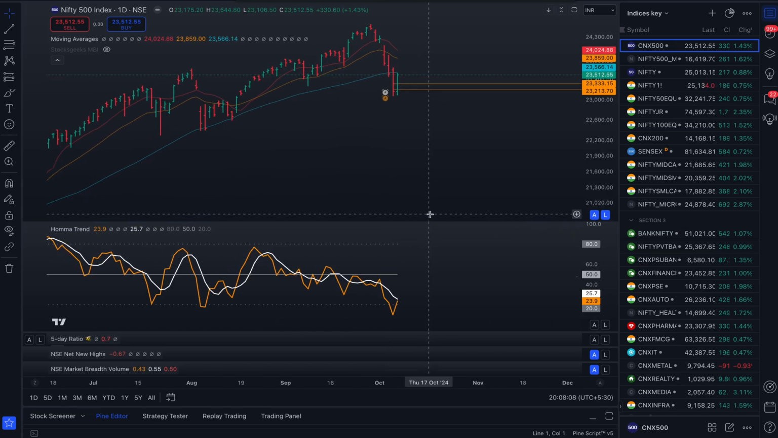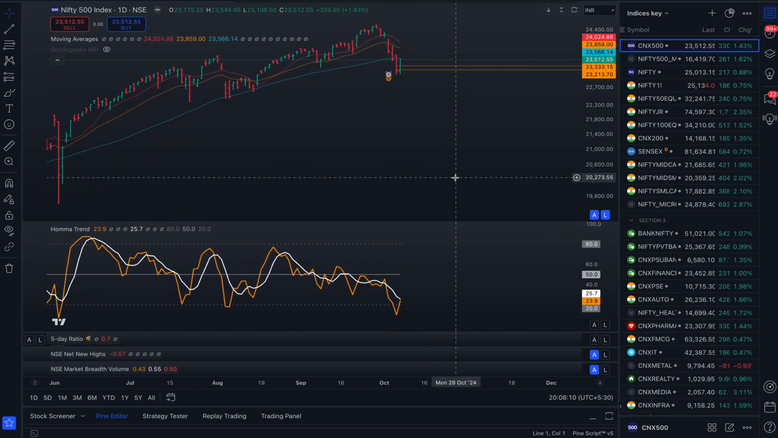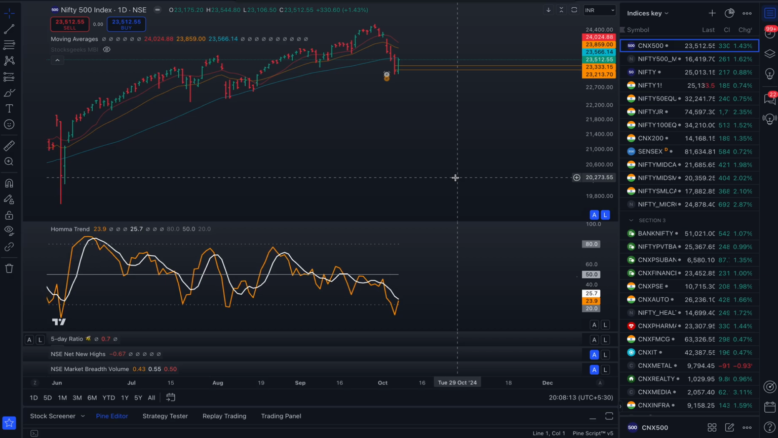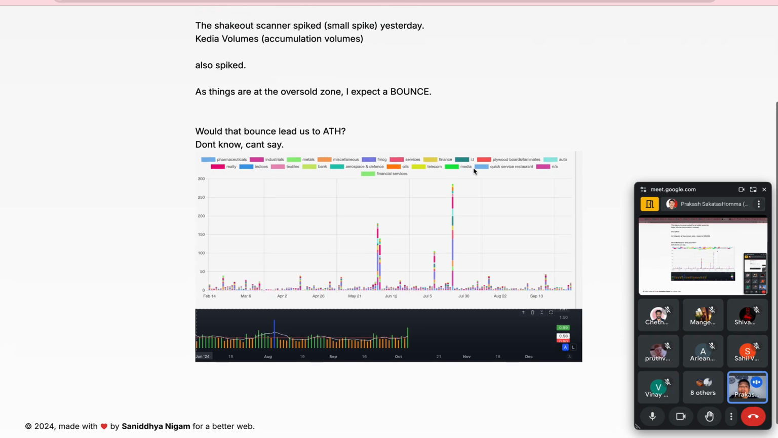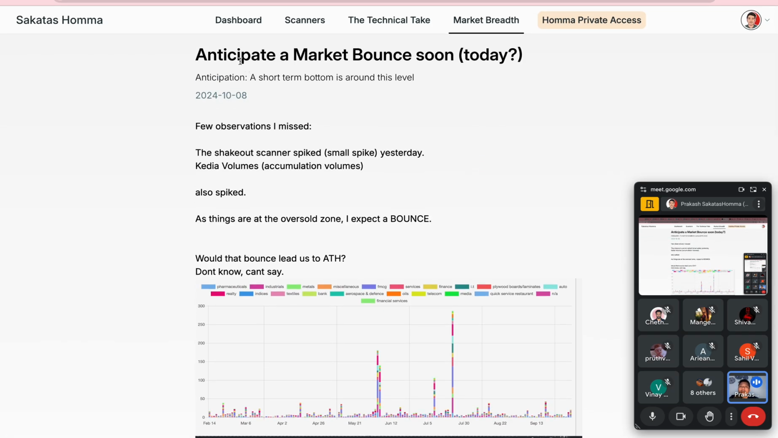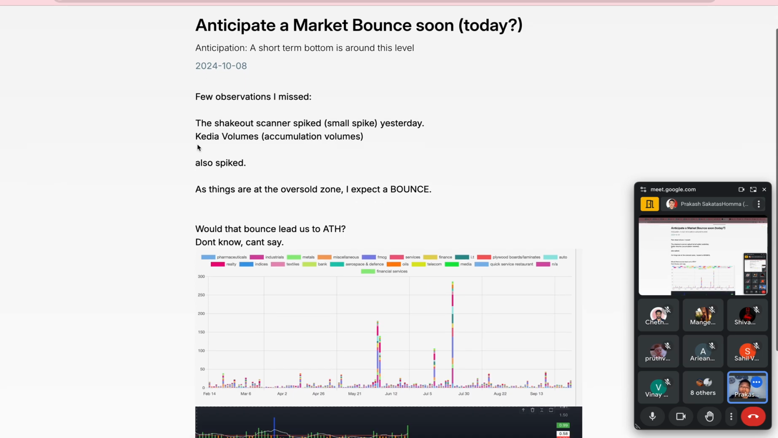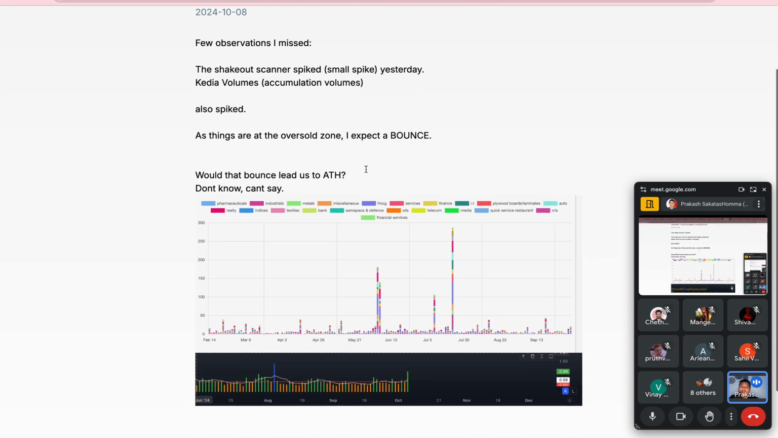oversold. So this was something which got me to more anticipate a bounce today. As things are at the oversold level, I expected a bounce.